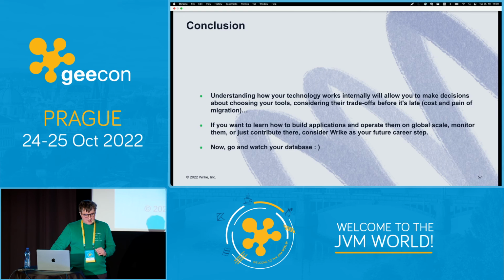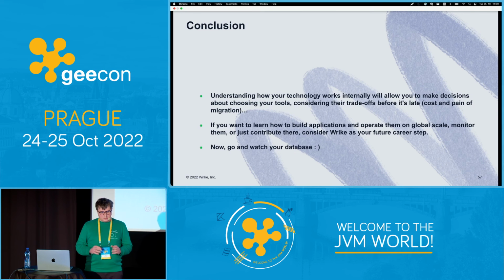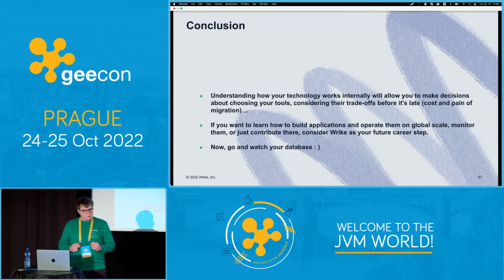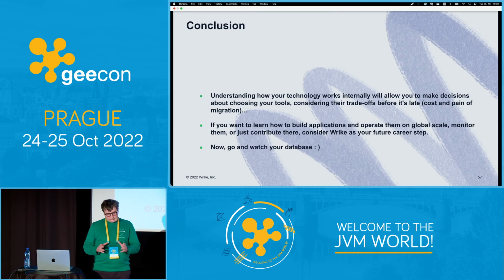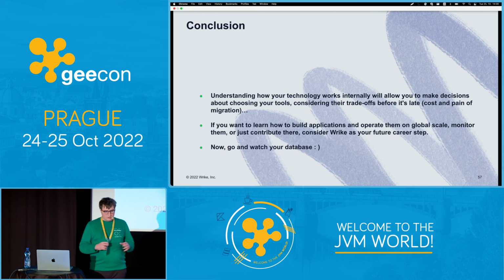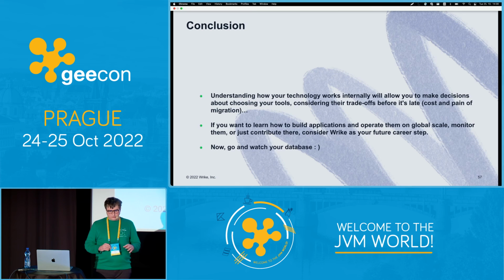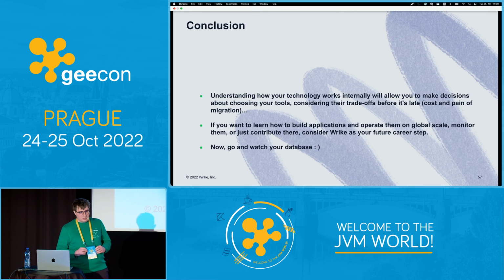So what is the most important from today's talk is, if you want to build for scale, if you want to build a product that is used on the global level, you want to have millions of users, it's good for you to have an understanding of how your technology is going to work internally, at least to some extent. It will help you to make trade-offs, to consider other alternatives, because once you start running full production, the cost of migrations and changes will be much higher.